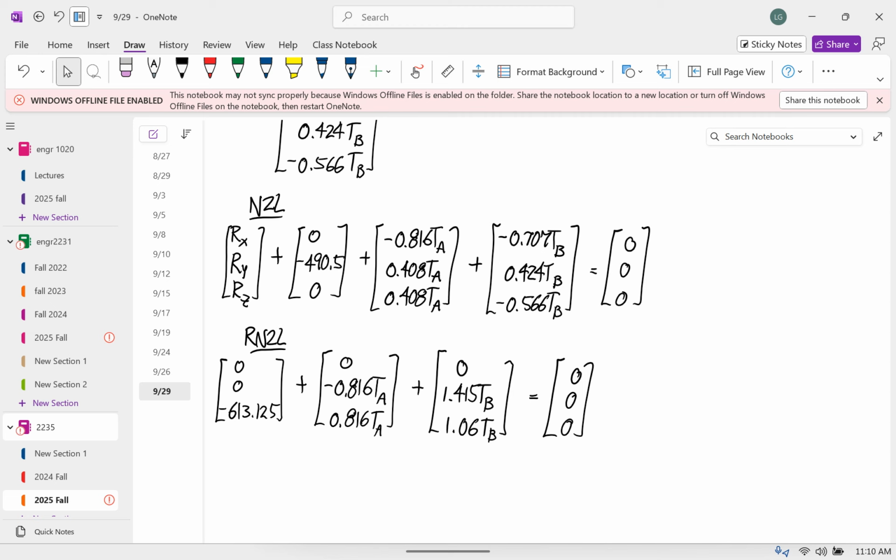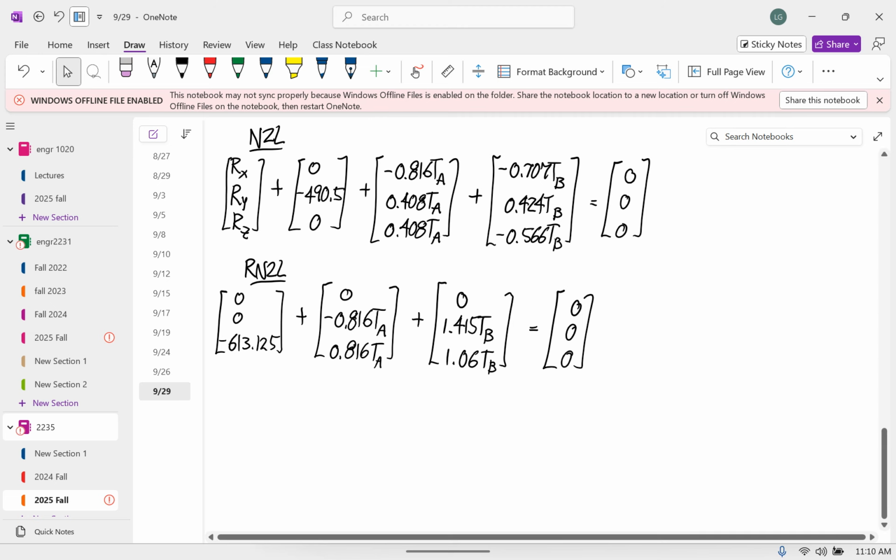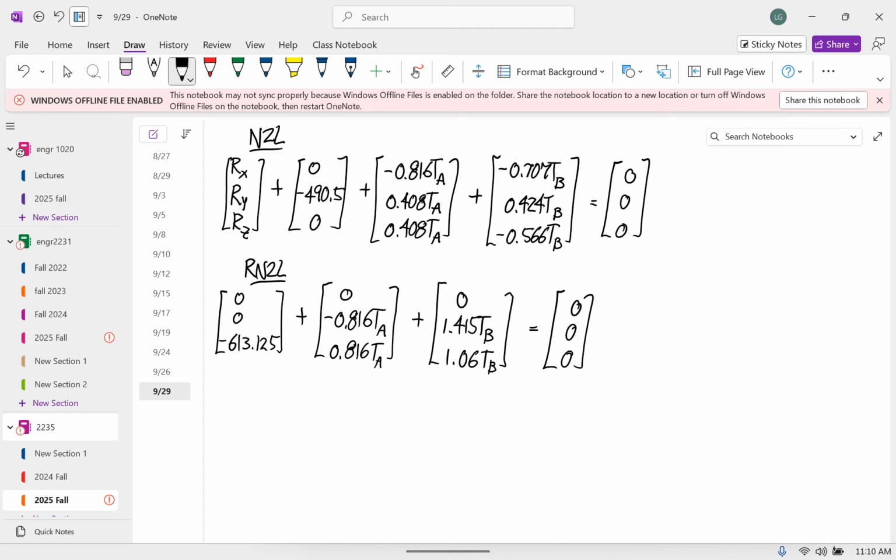How many variables do we have? Rx, Ry, and Rz is 3 variables. Then we have TA and TB. So that's 5 variables. Okay, so we have 6 equations, but 5 variables. That's going to be a problem.